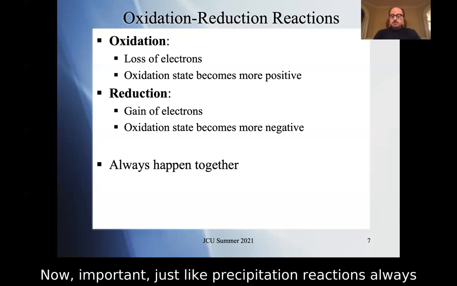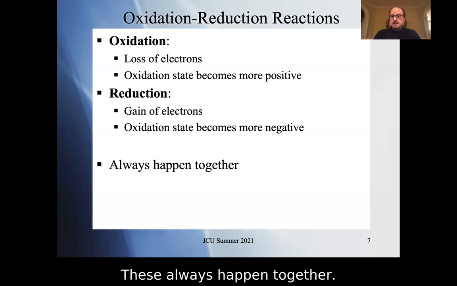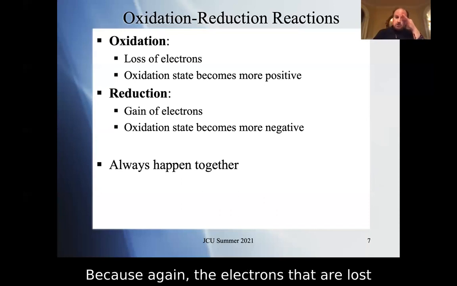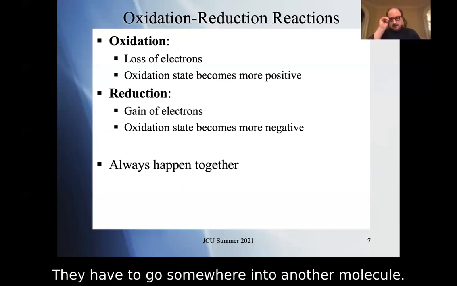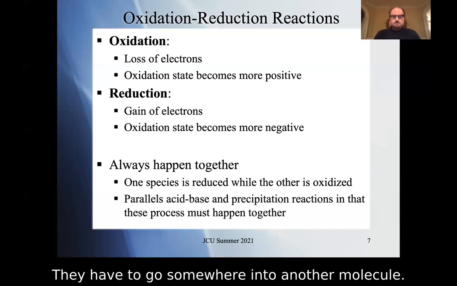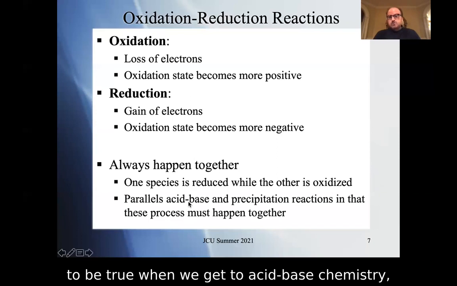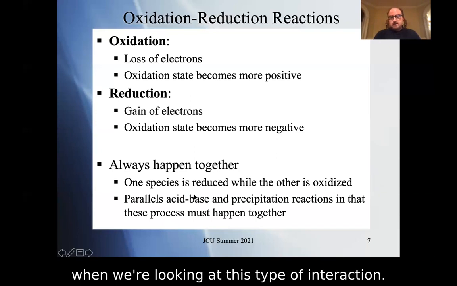Now, important: just like precipitation reactions always had a precipitate and a supernatant, the same is true for redox reactions. These always happen together. You can't have oxidation without reduction, because again, the electrons that are lost need to go somewhere. They don't just exist arbitrarily in space. They have to go somewhere into another molecule. We'll also see that this is going to be true when we get to acid-base chemistry, that we're going to need an acid and a base when we're looking at this type of interaction.